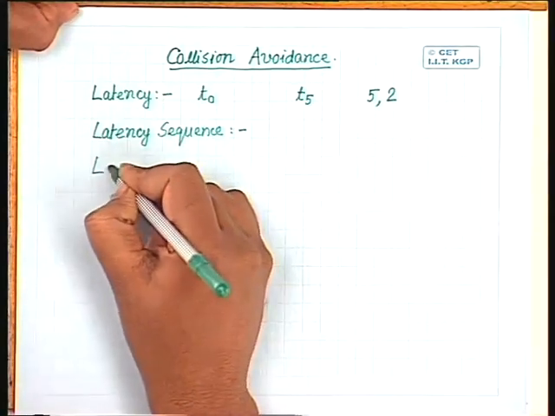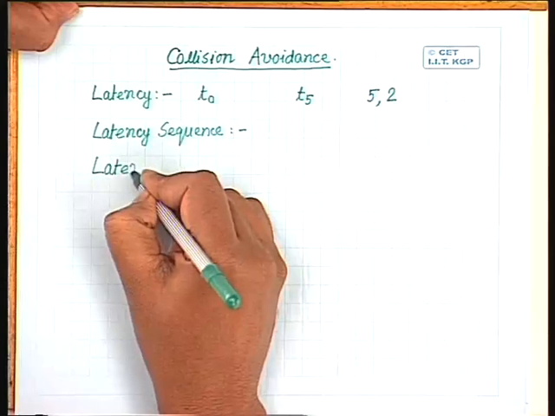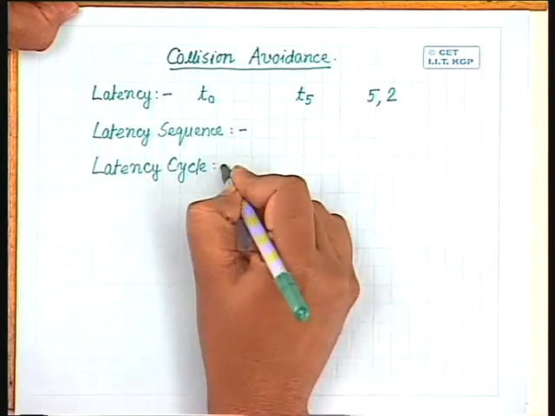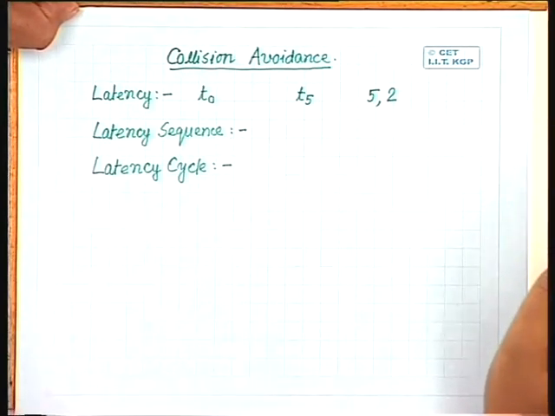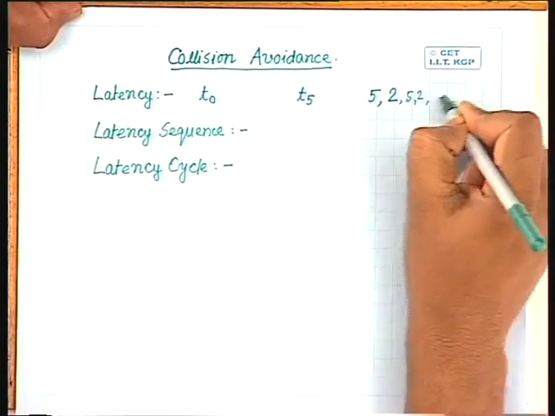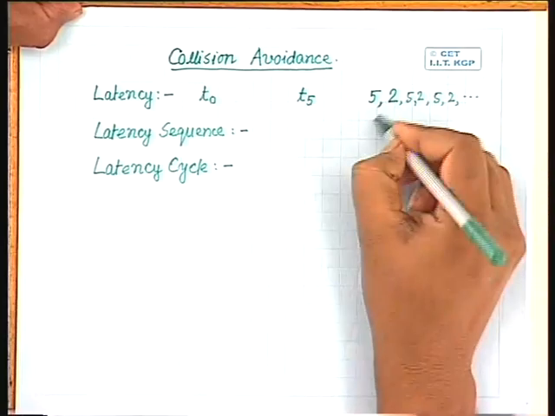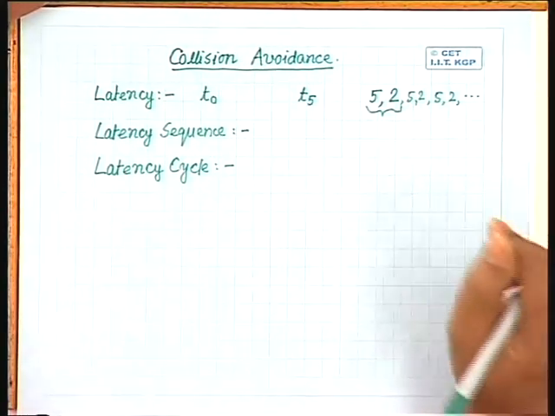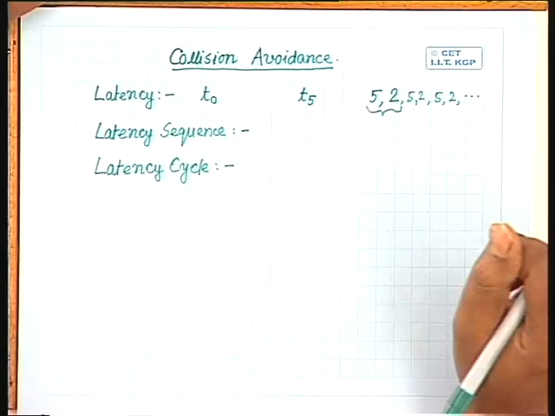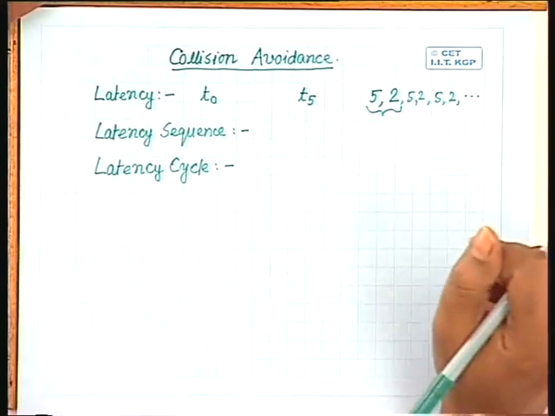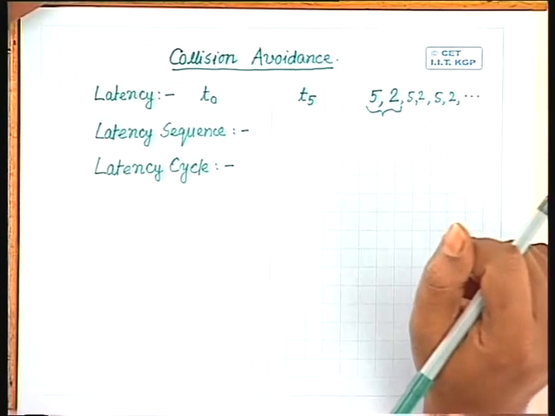I can also define what is called a latency cycle. A latency cycle is a latency sequence which repeats. That means if I have a sequence like 5, 2, 5, 2, 5, 2, then this 5, 2 becomes a latency cycle. Or I can say 2, 5 is a latency cycle because that is a sequence which repeats. And of course, I have to ensure that if I follow this latency cycle for initiation of tasks, this does not lead to any collision.